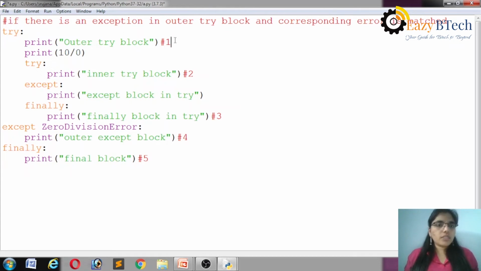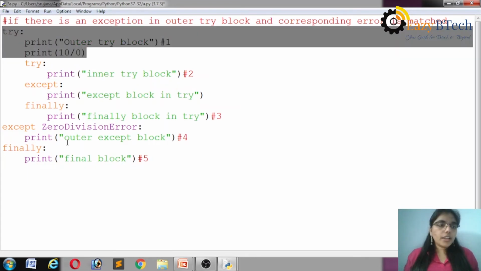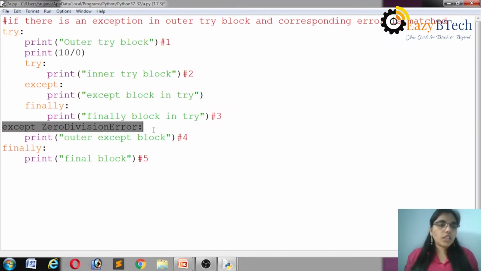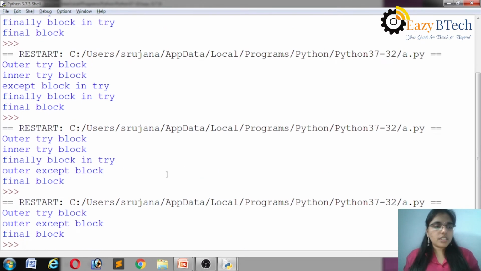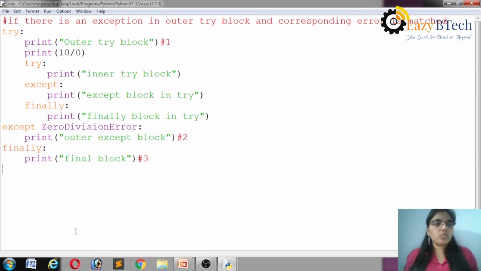Here the first statement, the outer try block, is executed. After that an exception came. Automatically it will enter into the outer except block. It will not enter into the inner try block, so those statements are not executed. This is the second statement and this is the third statement. Only 3 statements are there: outer try block, outer except block, outer finally block.